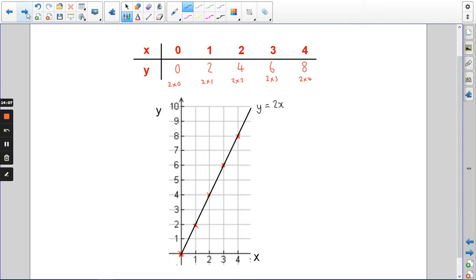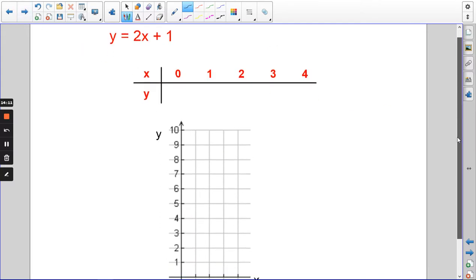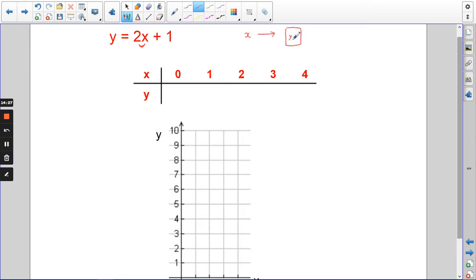Okay, let's try another one. Okay, with positive values. We'll have a go with some negative values in a minute. Okay, this time we've got to do two things to x. We're going to double it. 2 times x, and we're going to add 1. So if it was a number machine, it would look like this. First of all, we're going to double whatever x is. Then we're going to add 1, and the answer that we get is our y coordinate.